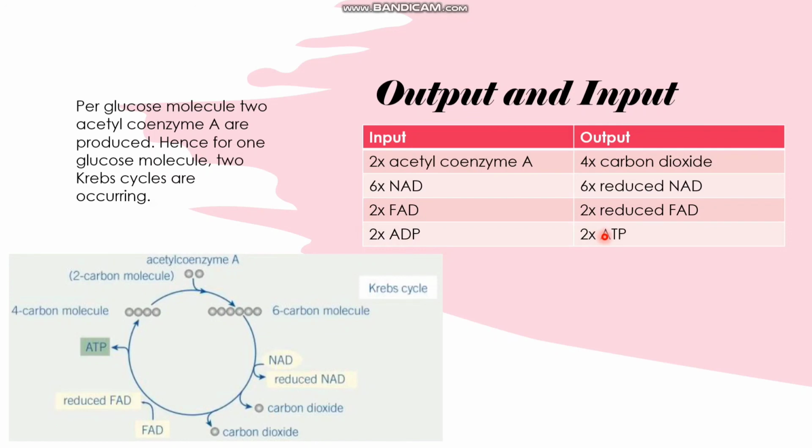Our overall outputs are very important because our reduced NAD and reduced FAD go on to oxidative phosphorylation, the last stage of respiration. These are very important energy carriers in oxidative phosphorylation. They go on to release electrons to the electron transport chain. So the majority of the importance of the Krebs cycle in respiration is to produce these reduced NAD and reduced FAD for the next stage.